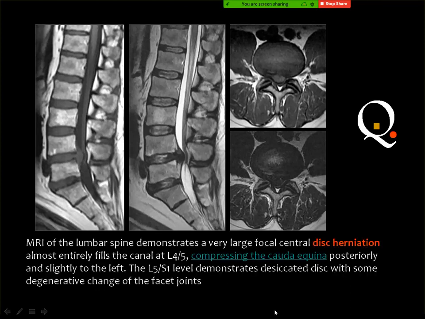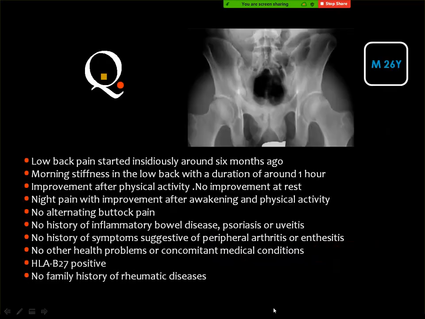Can we say right paracentral? Yes, and actually, if you look carefully here, this foramen is obliterated, and this one is relatively preserved. Then this disc is towards the right side. Actually, this is the history.